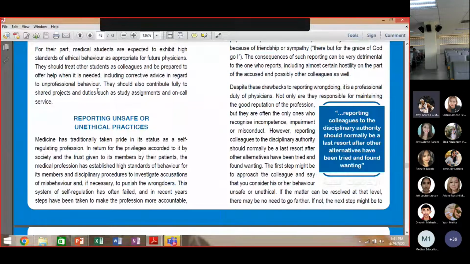Next, reporting unsafe or unethical practice. Question. You have a colleague, your best friend. So, within the course of your friendship or your practice, your best friend committed lapses. Lapses that resulted to the detriment of the patient. Okay? So as a physician, what will you do?